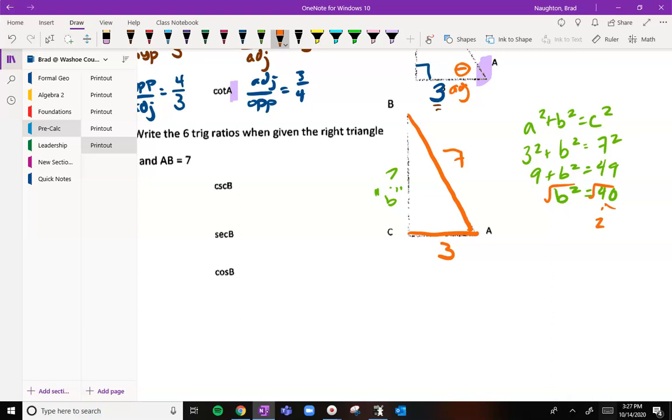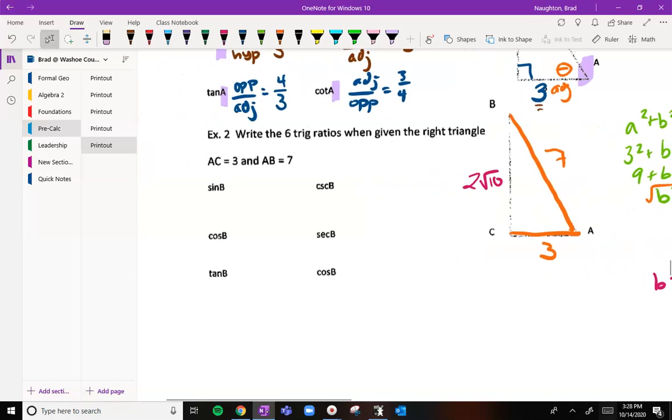Factor tree. I know not everybody's a fan of the factor tree. I love it. I can't get enough of it. I'm not going to lie to you. So B is going to be 2 root 10. I know Mr. Mortara would say, look for square roots, no factor trees. I just love it. I'm sorry, Mr. Mortara. Don't tell him.